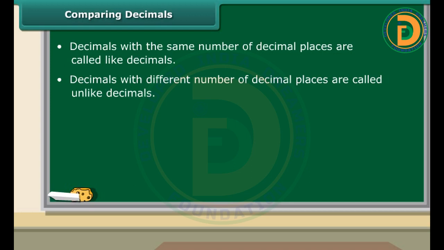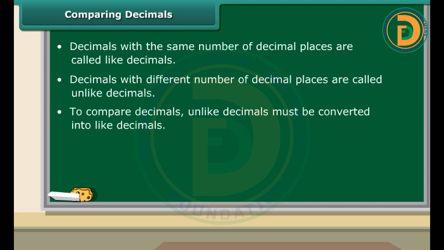Decimals with the same number of decimal places are called like decimals, and decimals with different number of decimal places are called unlike decimals. In order to compare decimals, convert unlike decimals into like decimals. This can be accomplished by annexing trailing zeros to the number that has a shorter decimal part. Annexing zeros in the end will not make any difference to the value of the decimal.